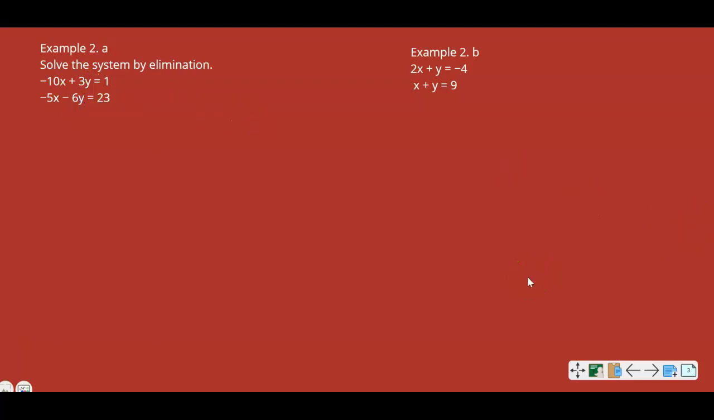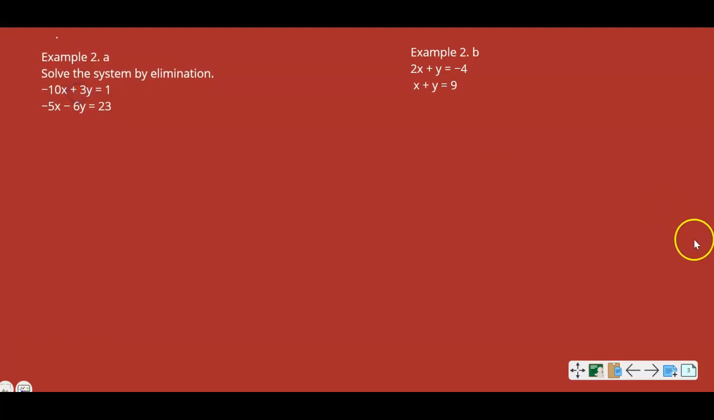All right, so if I look, 3 goes into 6 twice, and 5 goes into 10 twice. So this will be very easy. I'm going to try to eliminate my x first. So I'm going to multiply the first equation. Well, maybe, let's see. I'm going to multiply the first equation by 2.